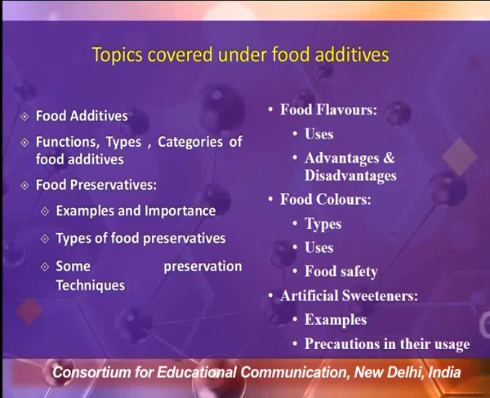In the second lecture, we have discussed food flavors, the uses of food flavors, and the advantages and disadvantages of using artificial food flavors in regular food items. Then we have discussed food colors, their types, their uses and food colors vis-a-vis food safety. We have talked about the artificial sweeteners. We have discussed three examples: saccharine, aspartame and alitame, and we have also discussed the precautions in their usage.